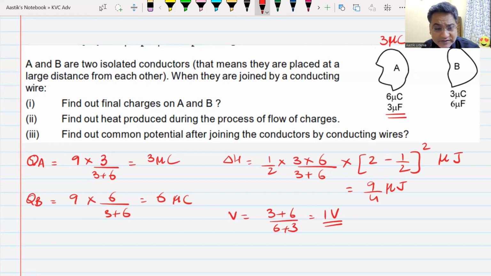What was the problem in solving this? Please tell me. Potential. Sir, common potential. It is 18 by 9, sir. Sorry, 36 by 9. Take deep breaths, open your eyes, look at the formulae, and then give me the answer. I'll give you one more. How did you get common potential? Okay, sir, I think that voltage. Yes. I'll give you 2 minutes. Do it on your own. Once you are done, please let me know.